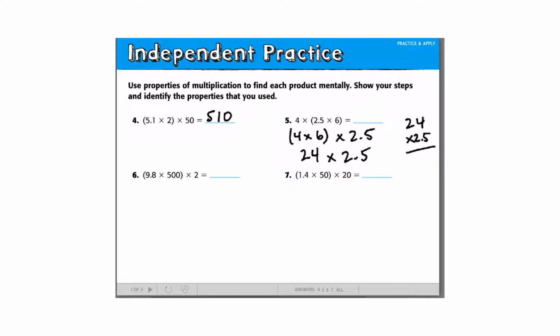2 times 500 first. I haven't changed the order of the numbers. I'm just going to change the way they're grouped. I'm going to multiply 500 times 2 and get 1,000. I'm going to multiply that by 9 and 8/10. And now that looks like a problem I just did yesterday. See? So now I've used the associative property on number 6, because I didn't change the order of the numbers. All I did was change the grouping, which one I was going to multiply first.